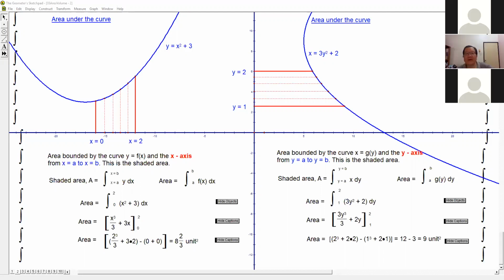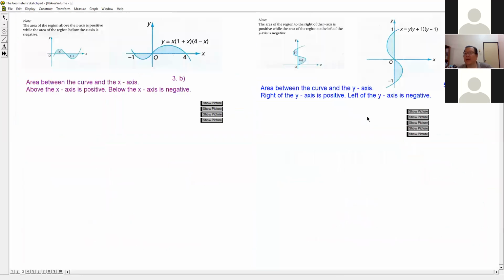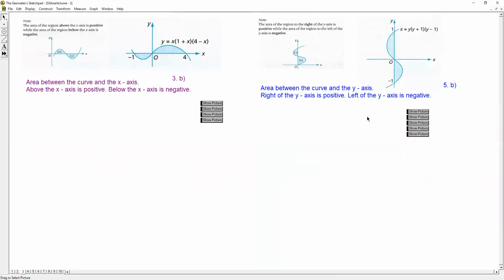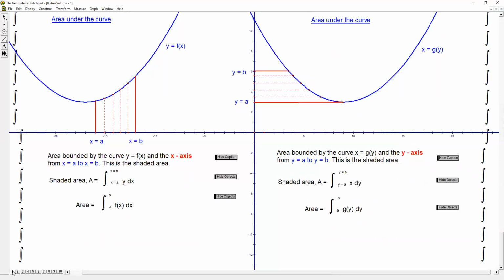No question, then I continue with other examples. Okay, right. The other example is like this. Now, the first thing you take note is this one.